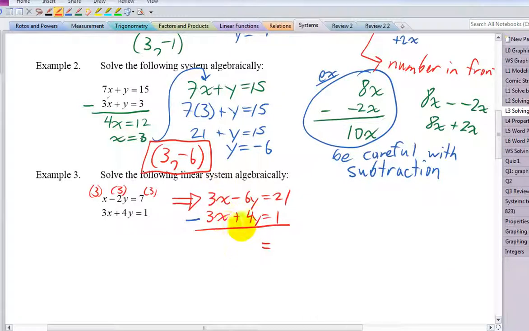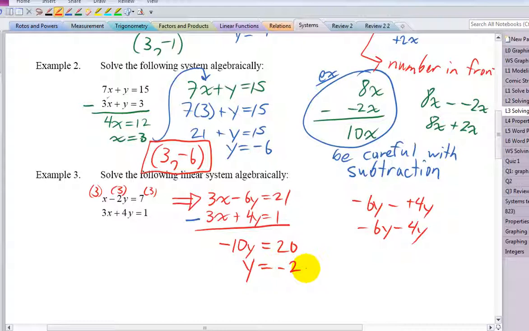Okay, so the x's cancel to 0. We don't need to write them, and you should have got negative 10y. Okay, because it's negative 6y minus 4 positives. That's just like you're subtracting. Okay, and over here we should get 20, so y equals negative 2.